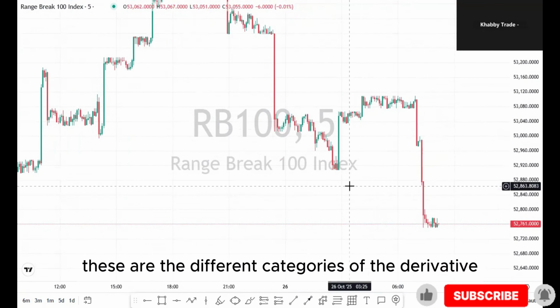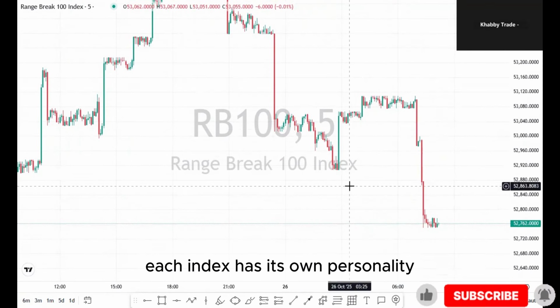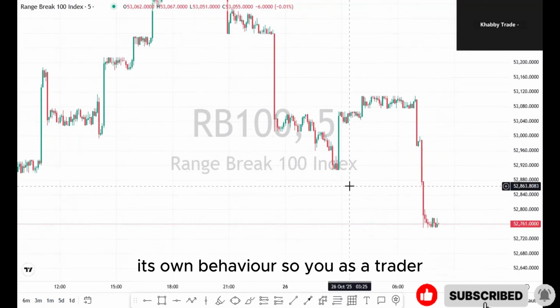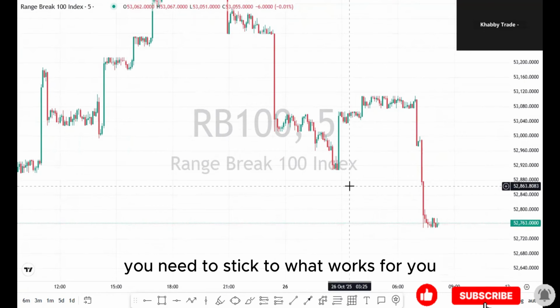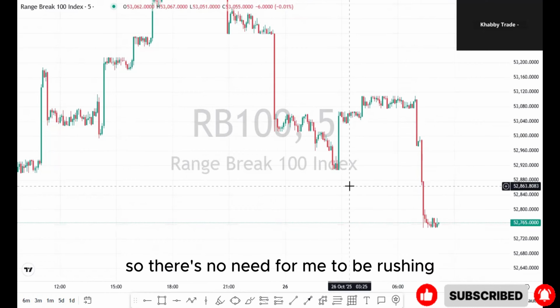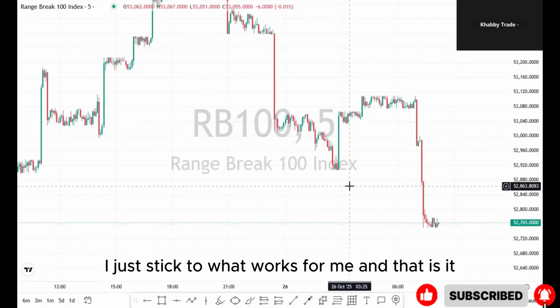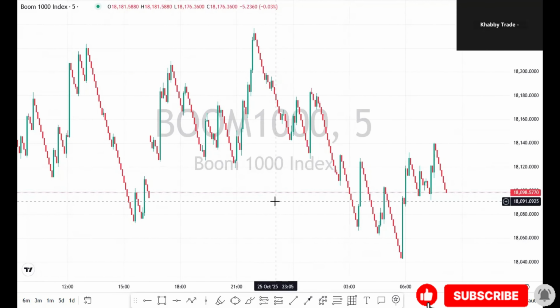So these are the different categories of the Deriv synthetic indices. Each index has its own personality, its own behavior. So as a trader, you need to stick to what works for you. Personally, I don't trade Range Break, and those that I trade work for me very well. So there's no need for me to be rushing and looking for other pairs. I just stick to what works for me, and that is it.